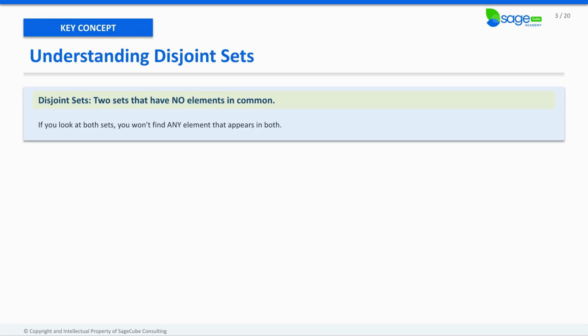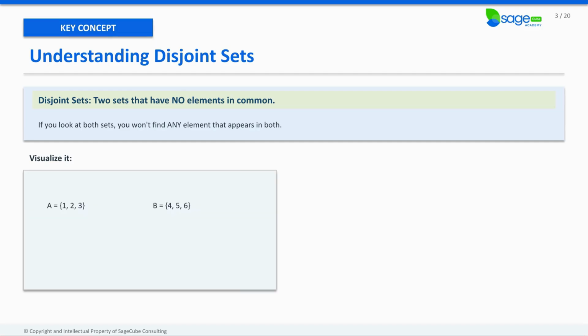So disjoint sets are two sets that have no element in common. 0 overlap, none at all. Compare these two cases on screen. A equals {1, 2, 3} and B equals {4, 5, 6}. They are completely separate, nothing shared, disjoint.